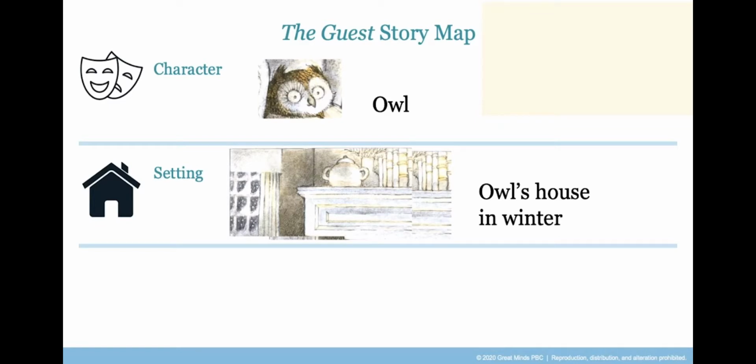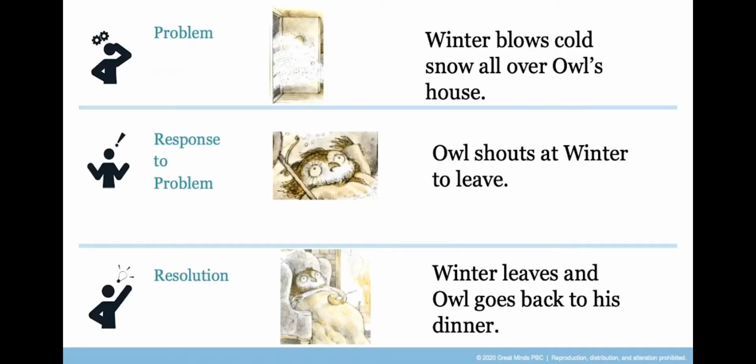Let's take a look at the characters and the setting. Character is Owl, and the setting is Owl's house in winter. All right, the problem is that Winter blows cold snow all over Owl's house. And Owl responds to the problem by shouting at Winter to leave. And the resolution to the problem is that Winter leaves and Owl goes back to his dinner.